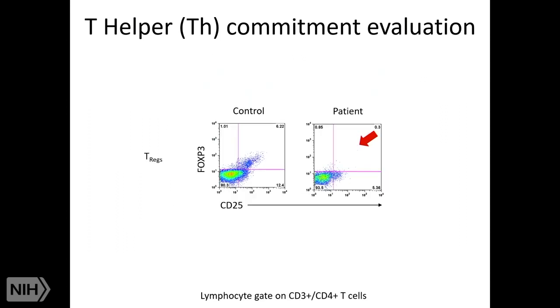Here are the cells that you like. So here you have Tregs, T regulatory cells. There are different ways of evaluating those cells. The markers that most people agreed are the gold standard are FOXP3 and CD25. If you are CD3, CD4, FOXP3 positive, CD25 positive, you have Tregs.